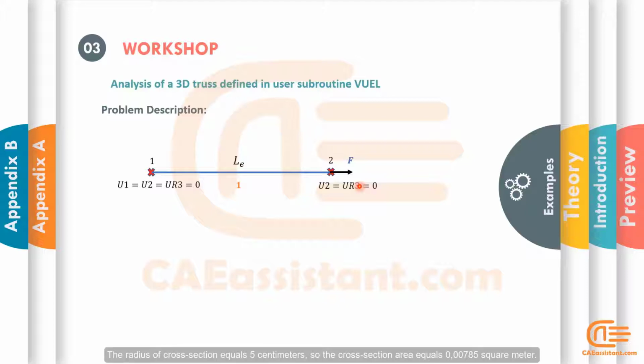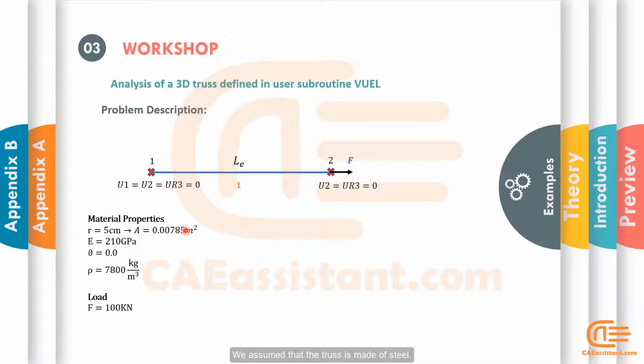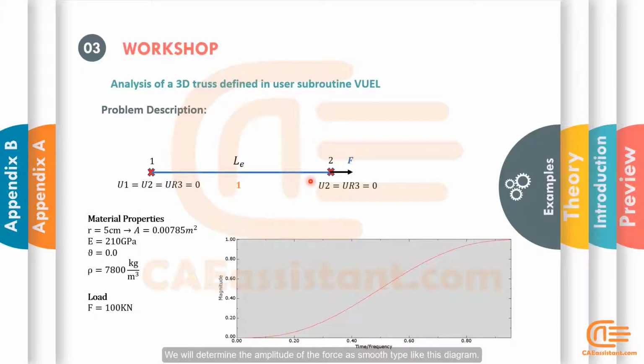The radius of cross-section equals 5 centimeters, so the cross-section area equals 0.00785 square meter. We assumed that the truss is made of steel. The force applied is equal to 100 kilonewton. We will determine the amplitude of the force as a smooth type like this diagram.